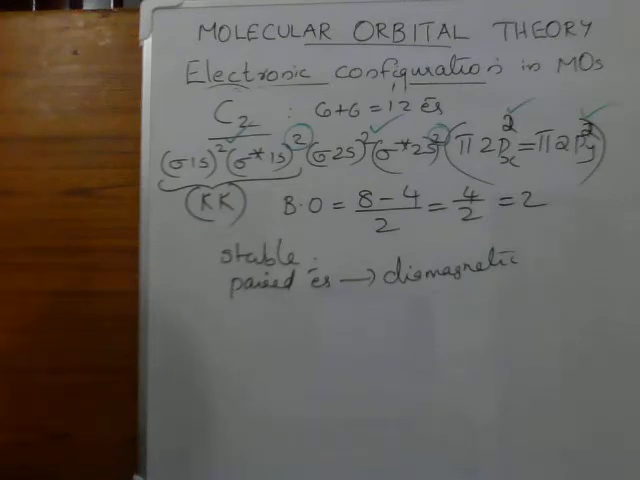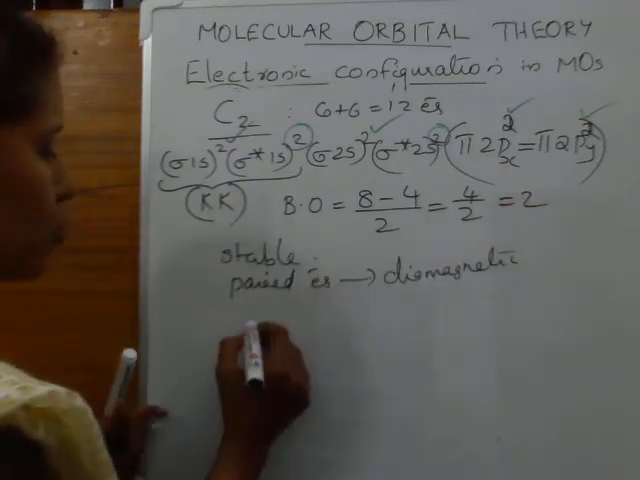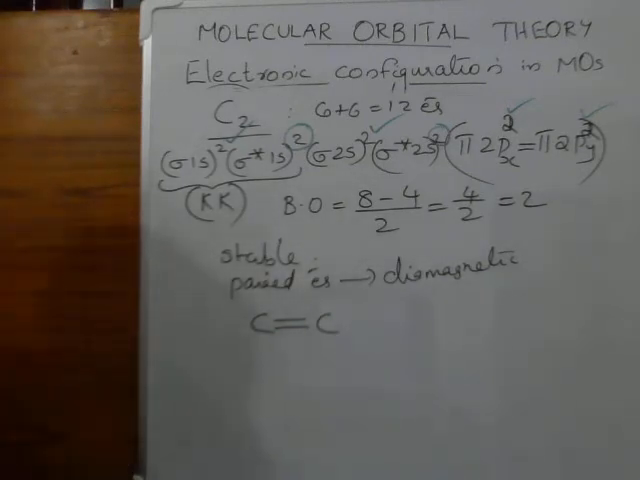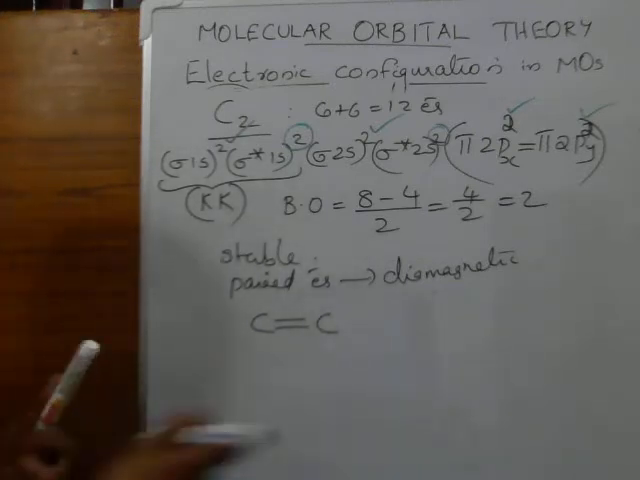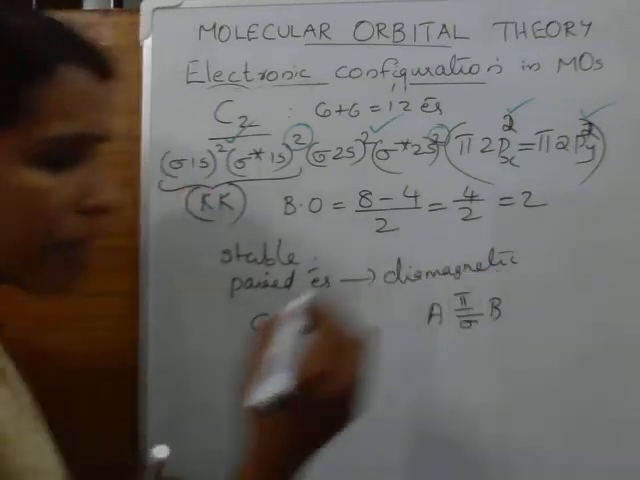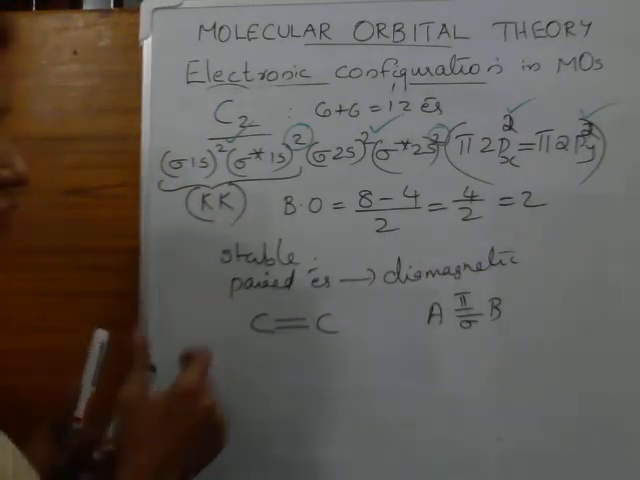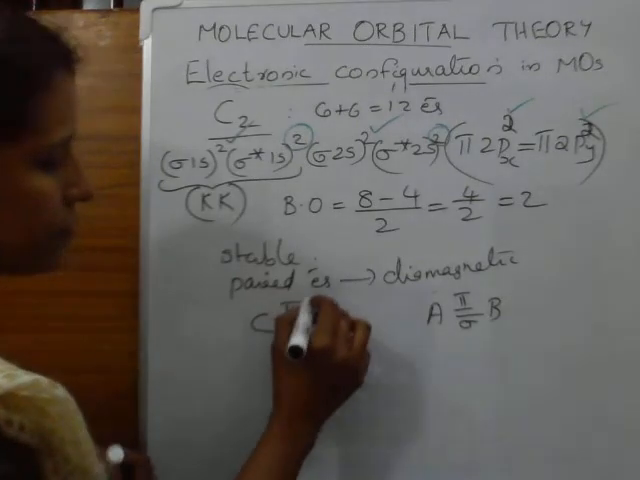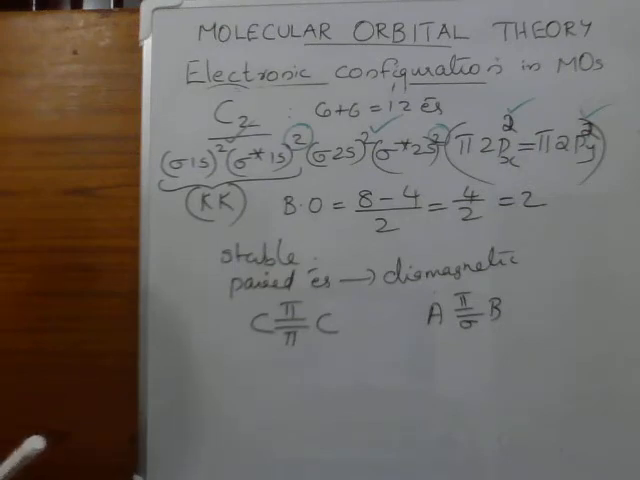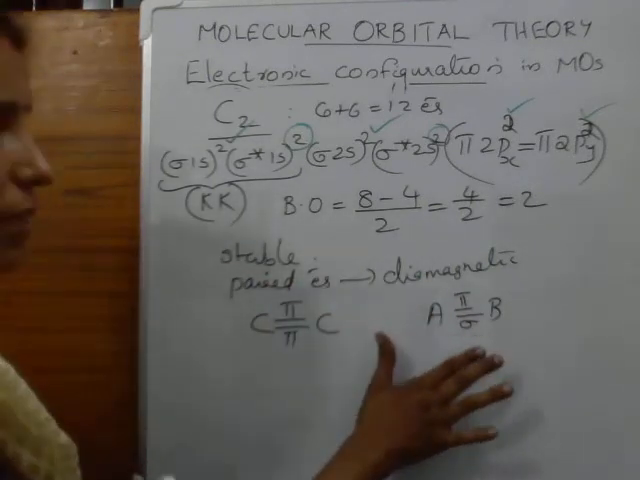And there is one more speciality. Here the C2 molecule contains bond order 2, which means there exists a double covalent bond between the two carbon atoms. Normally, in molecules which contain a double covalent bond, one will be sigma, the other one will be pi. But in the case of C2 molecule, there is a difference. Both the bonds are pi because the pi electrons are involved in bonding. Hence, both bonds between the carbon atoms in C2 molecule are pi bonds. Normally, in double bonds, it is not like that. One is sigma bond, one is pi bond.